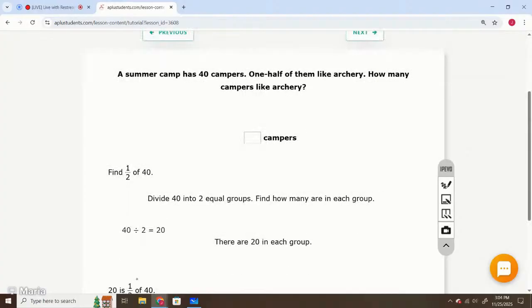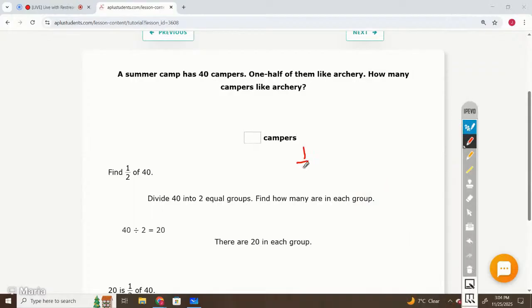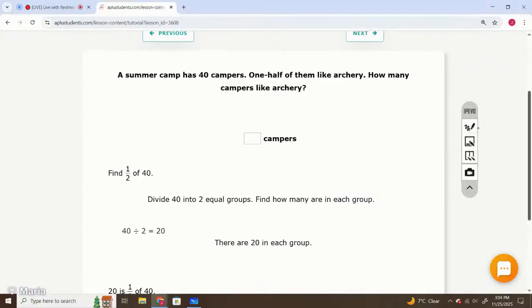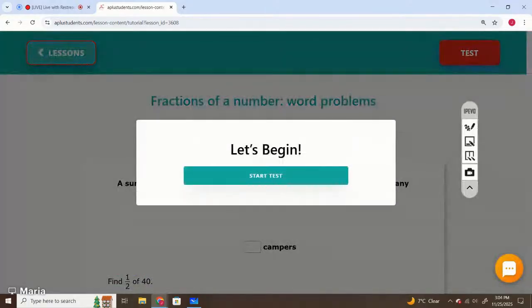So you need to calculate half of 40. That is 1 by 2 times 40. So 40 times 1 is 40 and 2 times 1 is 2. So 40 divided by 2 is 20. So half of the 40 is 20. The correct option is 20. There are 20 in each group. How many campers like archery? So 20 of them like archery. Let's just start with the test questions.